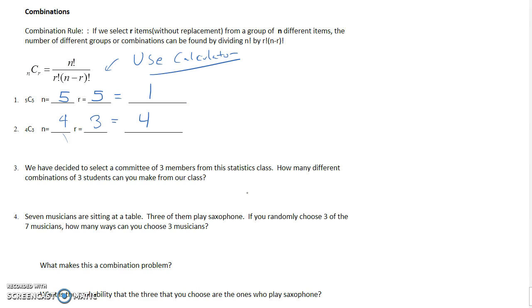Okay, now let's take a look at this. It says, if we decide to select a committee of 3 members from this statistics class, how many different combinations of students can you make from our class? Well, this is not really clear because I don't know how many students there are in my class. I took a look at the roster, and currently we have 69 students in our statistics class. So let's say we're going to pick a group of 3 students. This is a combination because if I take Joe, Steve, and Mary, and I put them in a group, or I pick Mary, Steve, and Joe, it's the same group, isn't it? So this is going to be 69 students, and we are finding how many combinations of 3 are possible.